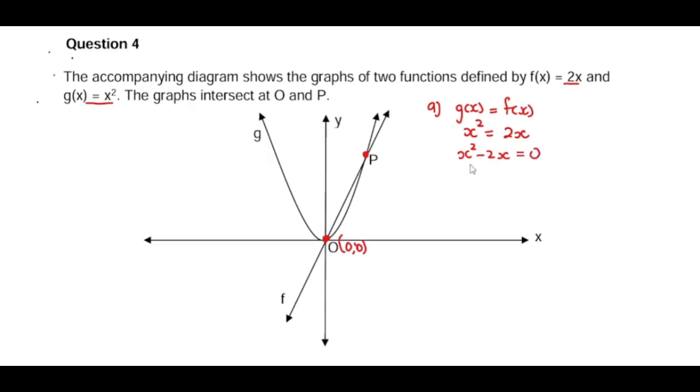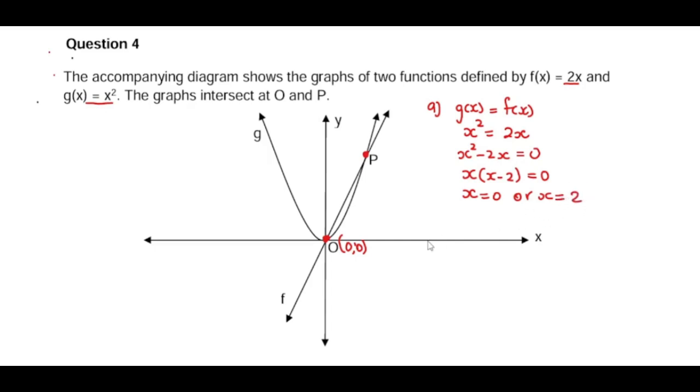To solve for x here, let's take out x as a common factor. So we can write this equation as x(x minus 2) equals 0. This is the zero product property. We can use the zero factor law to solve for x. We take the first x that is outside the bracket and equate it to 0, or x minus 2 equals 0, so the value of x will be equal to 2.